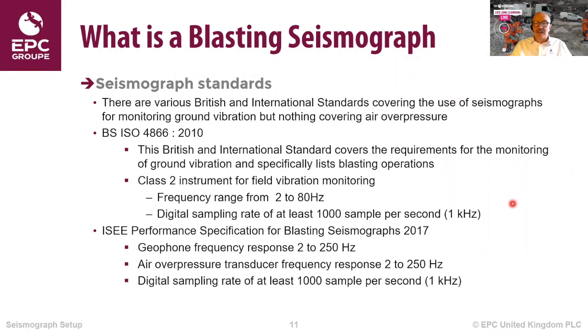Now we tend to use the International Society of Explosives Engineers performance specification for blasting seismographs because that matches the British standard and betters it, and it also includes air overpressure. And that was last updated in 2017. It also requires a geophone frequency response of 2 to 250 hertz, but also applies that to the air overpressure transducer, 2 to 250 hertz, and it requires a minimal sampling rate of 1 kilohertz. So if you're buying a seismograph, you should really ask the supplier, does your seismograph match the ISEE performance specification?